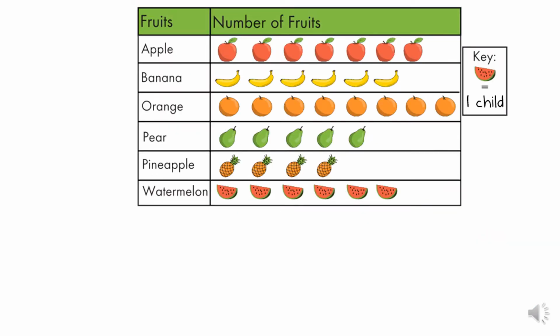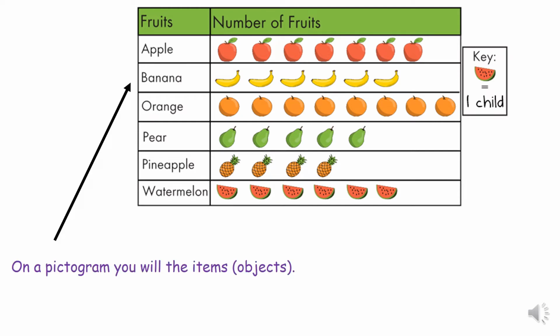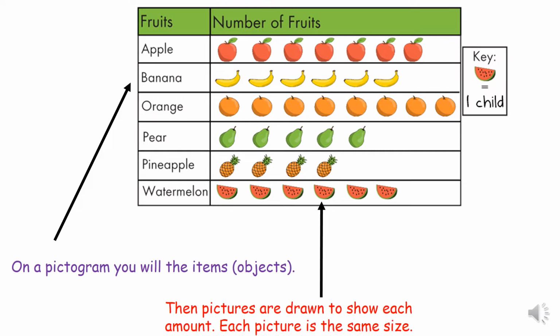Here is an example of a pictogram. You can see that they're collecting the number of fruits that children have chosen. So on a pictogram, you will find the items or the objects. On this pictogram, the items are the fruit names. Then there will be pictures drawn to show each amount.